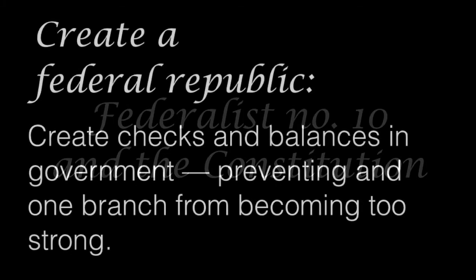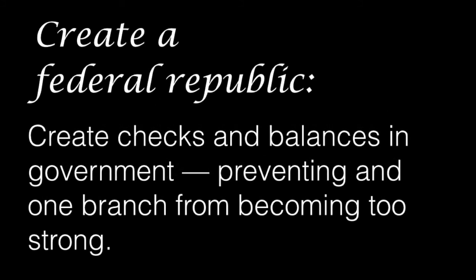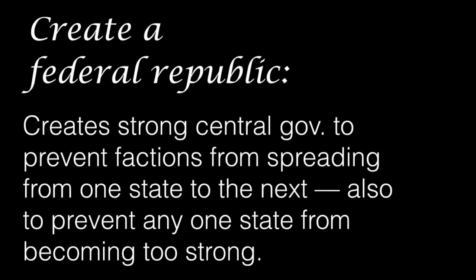So the idea is to create a republic, in fact, a federal republic, which is what we wound up creating in the United States. And the idea behind this is because, number one, there will be checks and balances, so that will prevent any one branch of government from getting too powerful. And then, number two, a strong central government will prevent factions from spreading from one state to the next, or from any one state becoming too powerful.